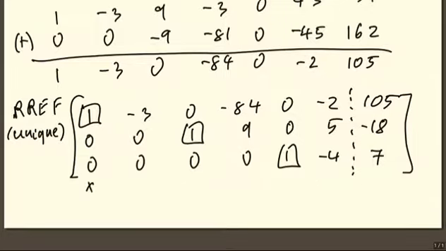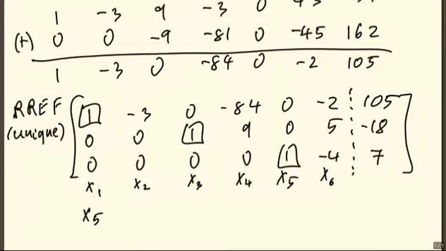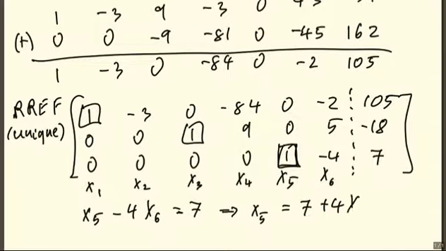So again, these are numbers corresponding, columns corresponding to variables x1, x2, x3, x4, x5, and x6. So this last row corresponds to the equation x5 minus 4x6 equals 7. And what we do is we solve for the pivot variables, the variables that are in the pivots. So if we solve this for x5, we get x5 equals 7 plus 4x6.